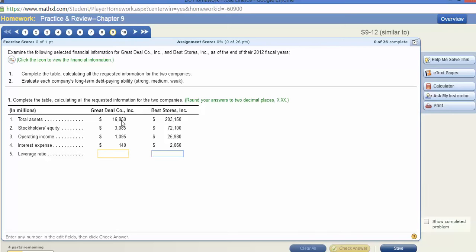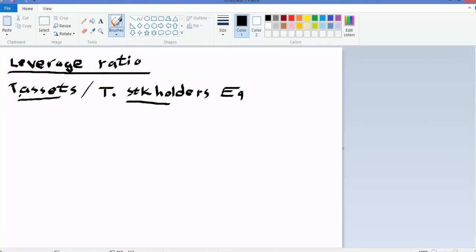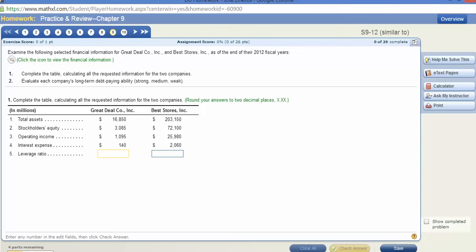So for Great Deal, we've got 16,850 as total assets. Remember, that's going to be our numerator, 16,850. And we're going to divide that by total stockholders' equity. And here it tells you stockholders' equity. Pretty easy, right? That gives you 5.46. So when you come over here and put 5.46, round your answer to 2 decimal places. So it's even telling you what it wants you to do. I've got 5.461, so we're going to keep it at 5.46.